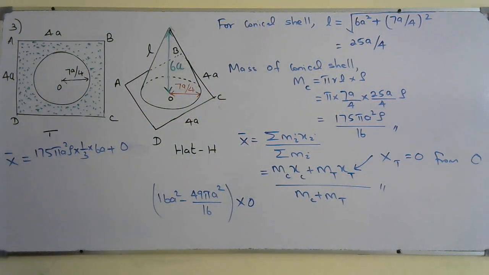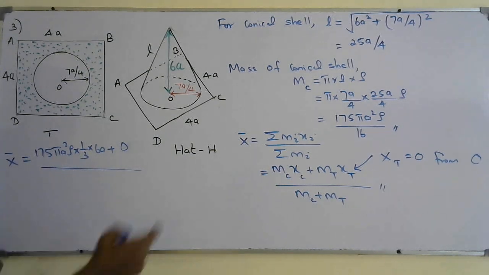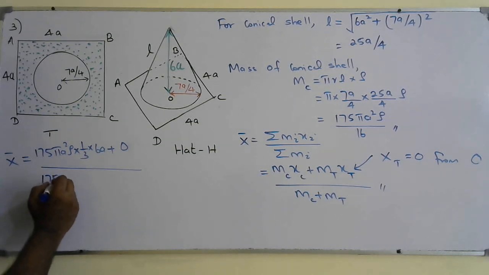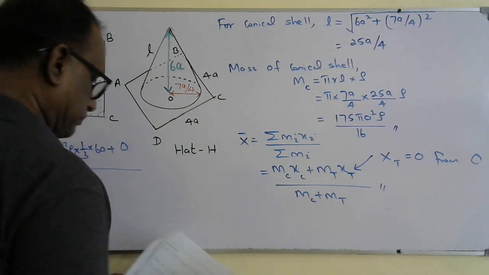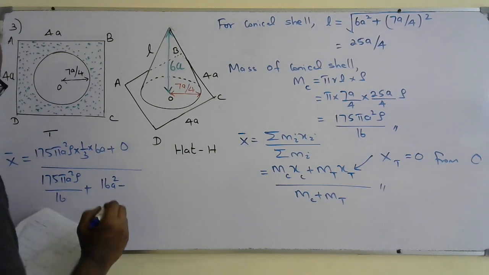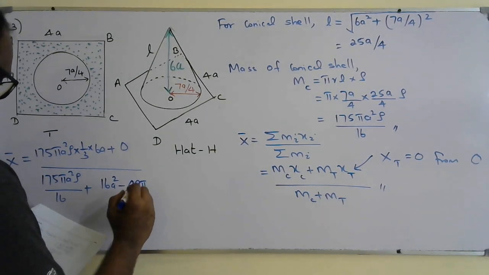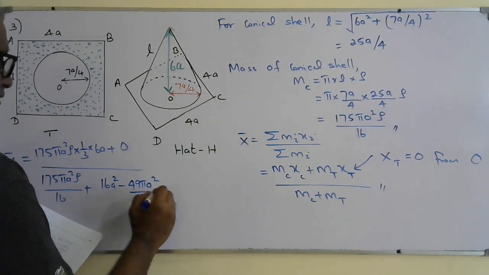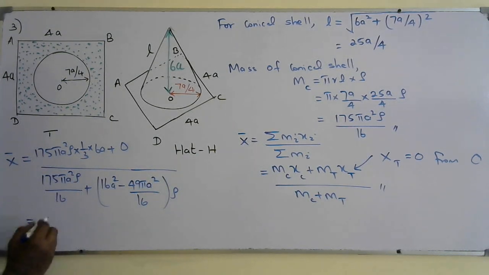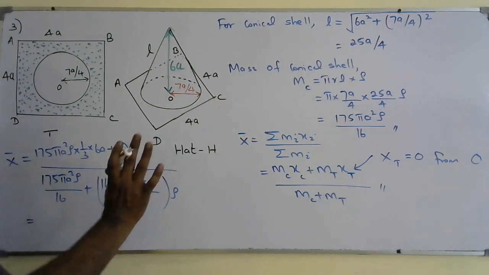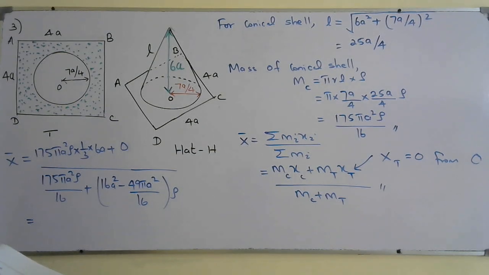So that part becomes very simple because that value becomes 0 divided by MC, the mass of the center of conical shell, 175 pi a square rho over 16 plus the mass of the template, that is 16 a squared minus 49 pi a squared over 16 into rho. Here rho will get cancelled and you solve it. Pi won't get cancelled because there is no pi here.